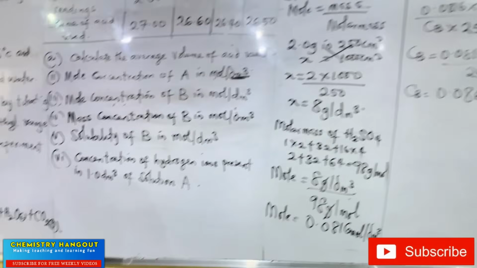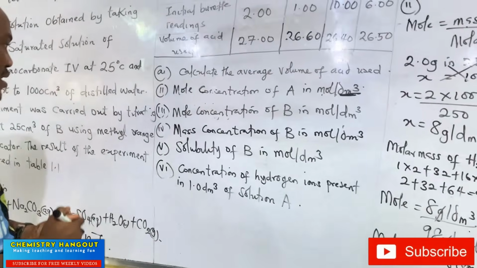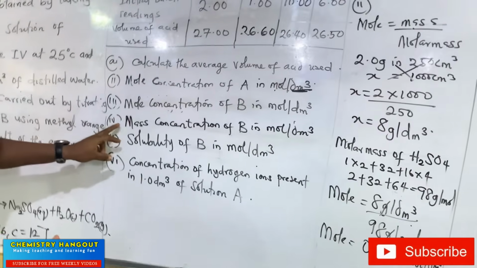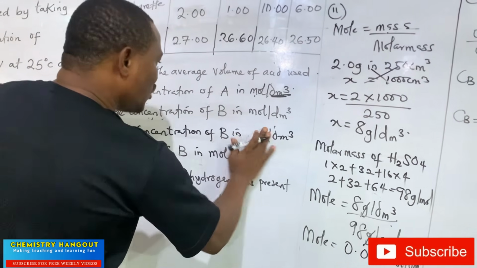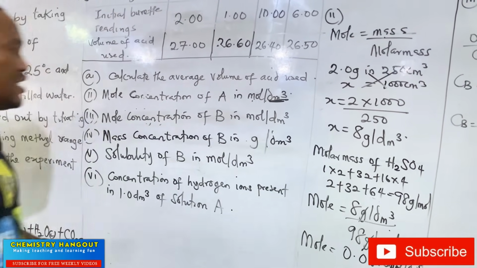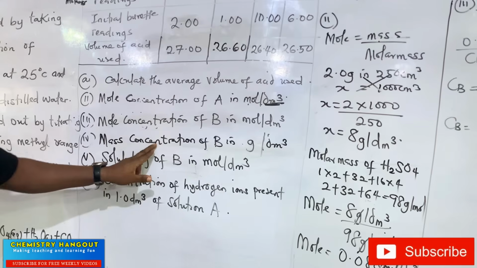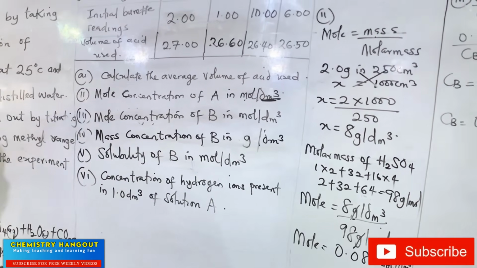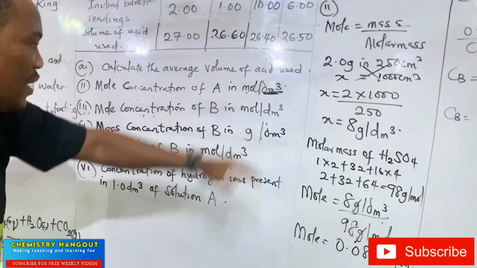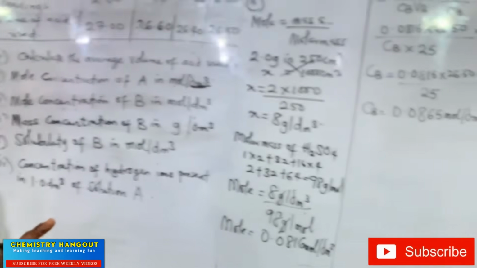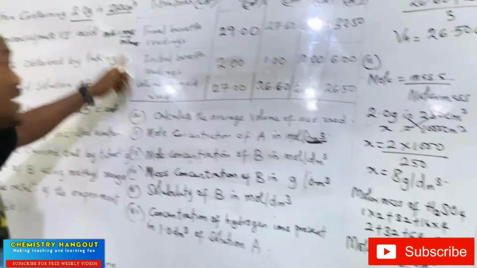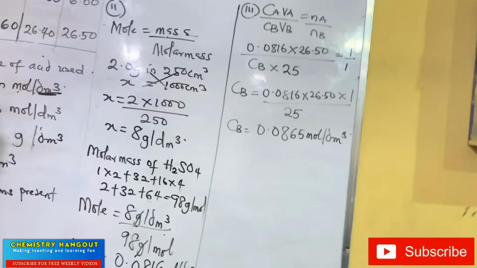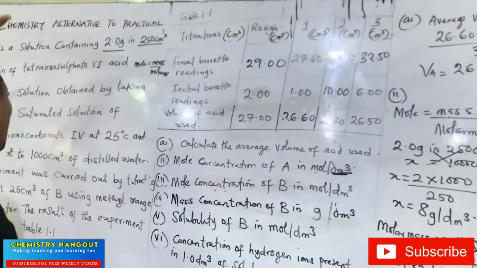I want to believe this is clear. You can see this one is faster because we are getting to understand all those things. Then the next one, they said mass concentration of B in gram per dm cube. It should not be in mole again, it should be gram per dm cube. So what do we need to do there? Very simple. We'll go back to our formula, right? The mole of B has been gotten. This is it, right? And we can get the molar mass of B because they mentioned it there.